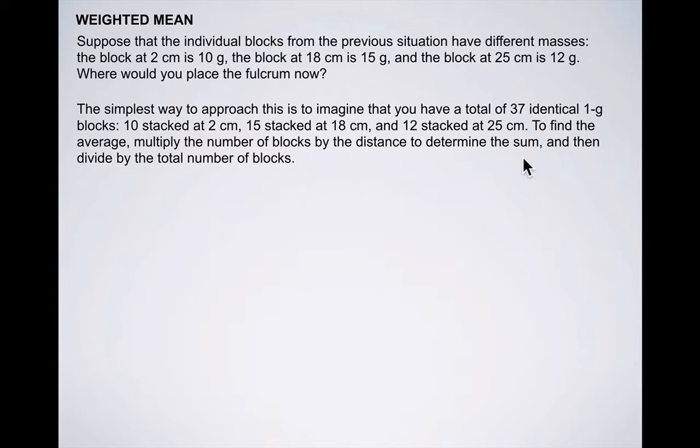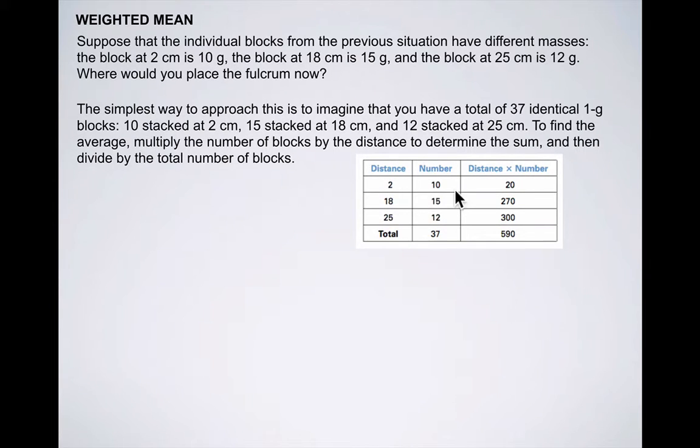The simplest way to do this is imagine that you have 37 identical 1 gram blocks. We're going to stack 10 at 2 centimeters, 15 at 18 centimeters, and 12 at 25 centimeters, so that's our 10 grams, our 15 grams, and 12 grams.